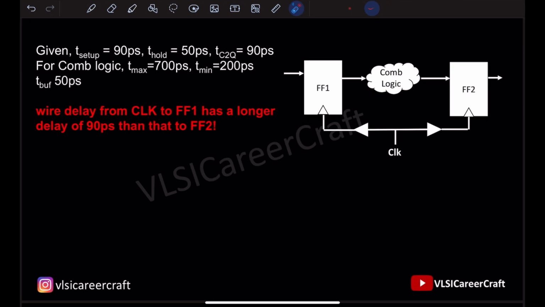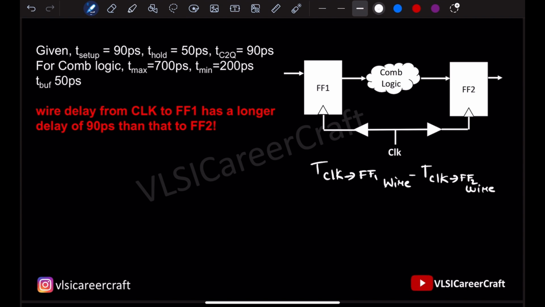We are asked to calculate the minimum clock period when the wire delay from clock to flip-flop 1 has a longer delay than clock to flip-flop 2. So it is given that T clock to flip-flop 1 wire minus T clock to flip-flop 2 wire is nothing but 90 picoseconds.